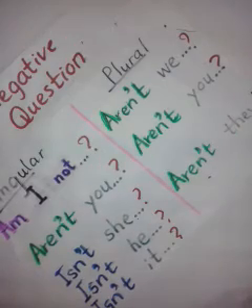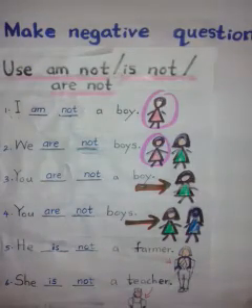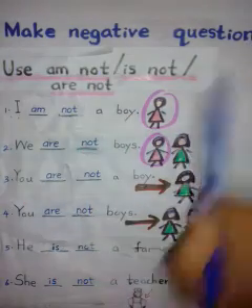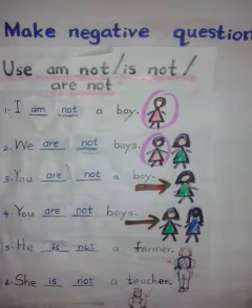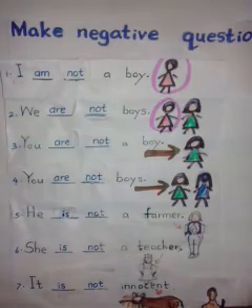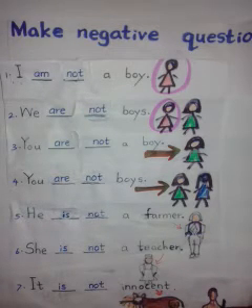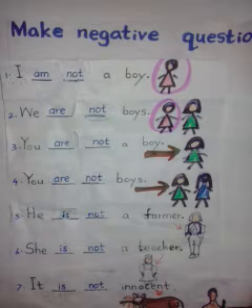Let's see. Read the instruction, children. Make negative questions. First, do the activity alone and say the questions aloud, and then you must repeat the correct questions with the teacher.